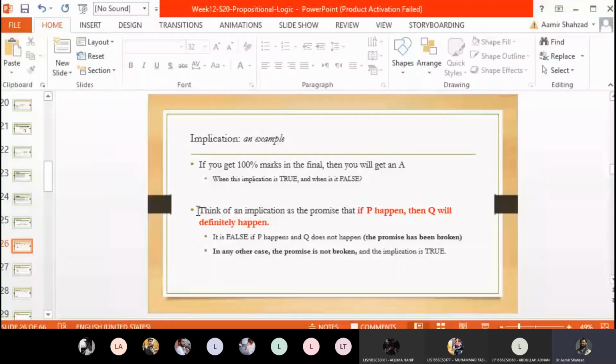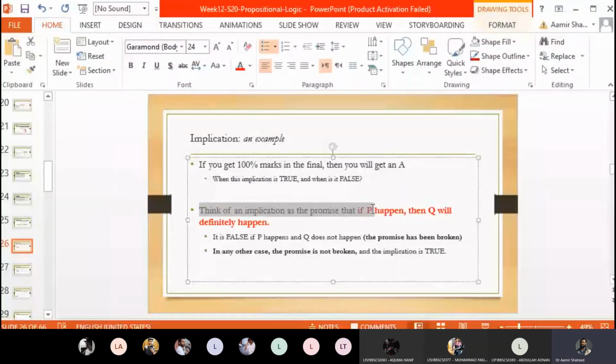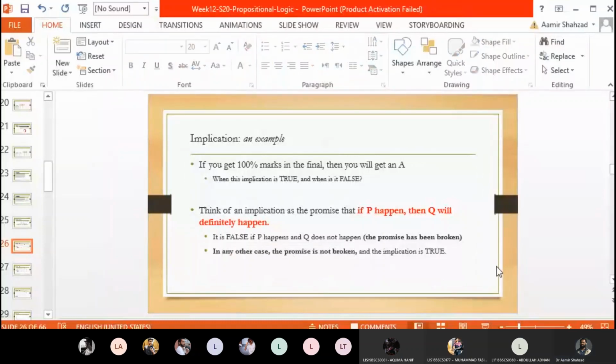So, just looking at it, think of an implication as a promise: if P happens, then Q will definitely happen. If P happens and Q doesn't happen, then the implication is false. So this is false if P happens and Q does not happen. The promise is broken. In any other case, the promise is not broken. Suppose P happens and Q also happens. If P doesn't happen, then whether Q happens or not, we are not concerned with this. Our promise is there, it is valid, it is true.